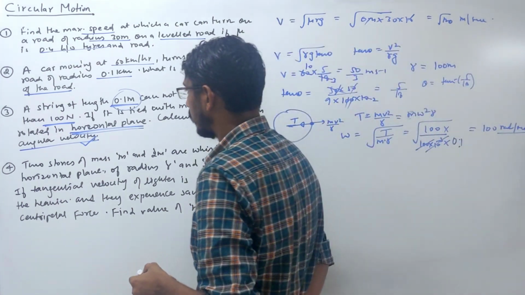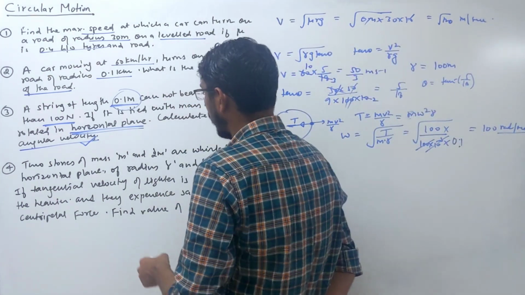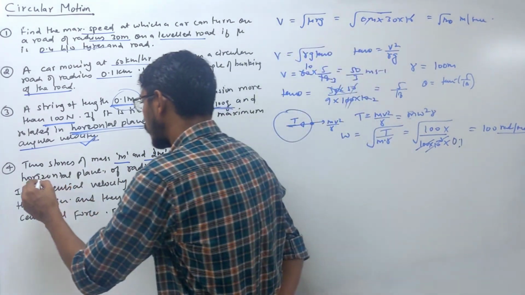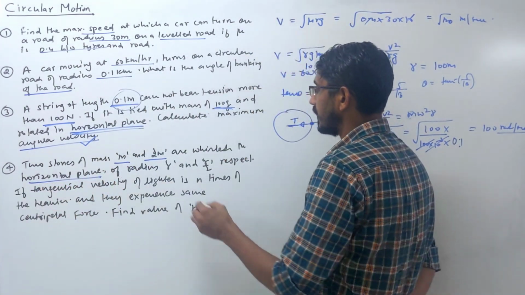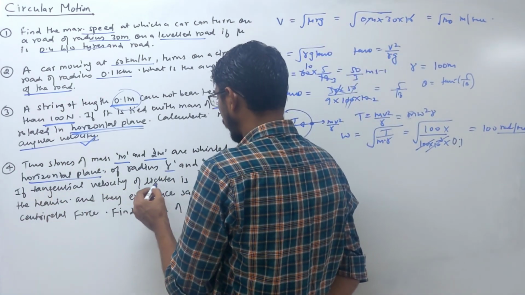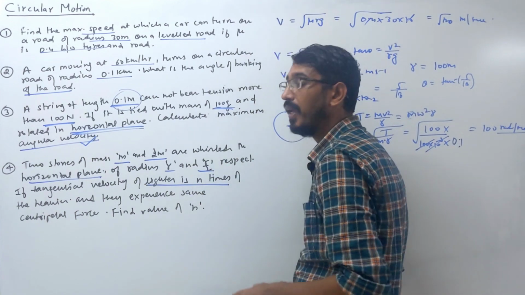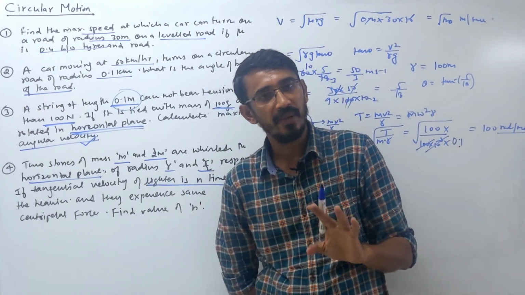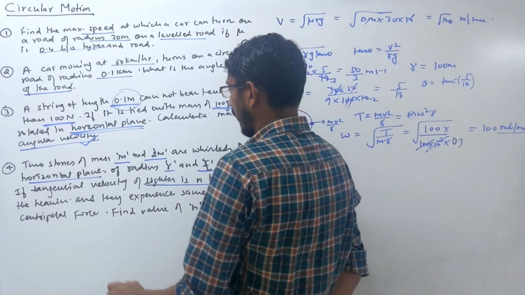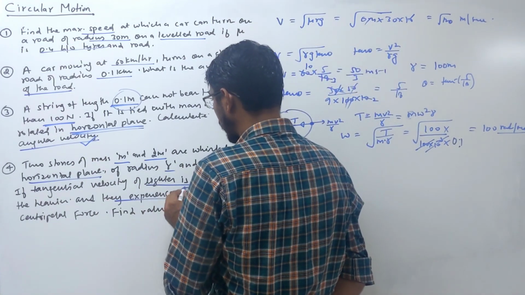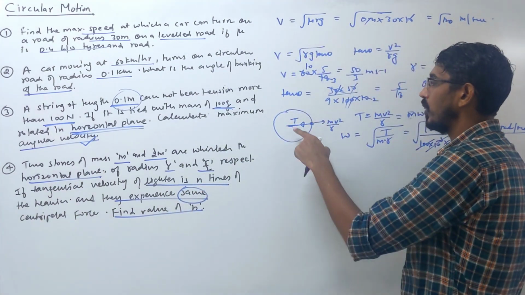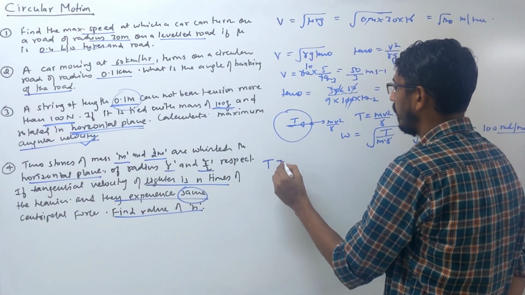Okay, let's talk about the fourth problem. Two stones of mass m and 2m are tied in a horizontal plane of radius r and r by 2 respectively. If the tangential velocity of the lighter is n times that of the heavier, and they experience the same centripetal force, what is the value of n? Same situation, you are moving in a horizontal plane, then tension will be equal to mv square by r, correct?